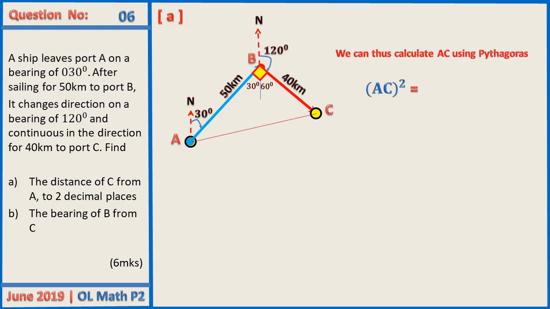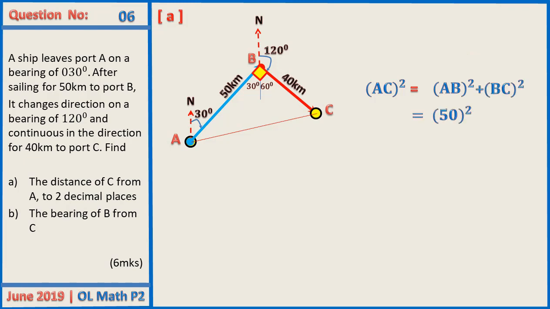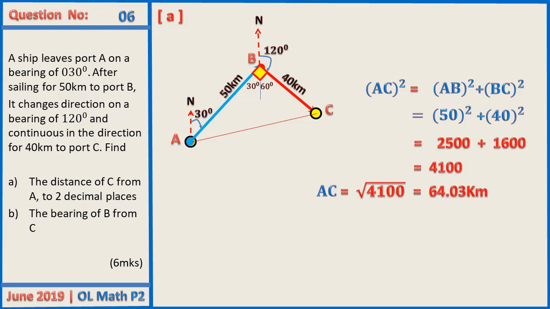And to calculate AC, we have to use the Pythagoras theorem, which states that the square of the longest side is equal to the sum of squares of the other 2 short sides. That is, AC squared equals AB squared plus BC squared, where AB is 5 and BC is 40. So when we square these sides, we have 25 plus 1,600, and our AC will be equal to the square root of 1,625, giving us 40.31 kilometers, because they say the answer should be to 2 decimal places.